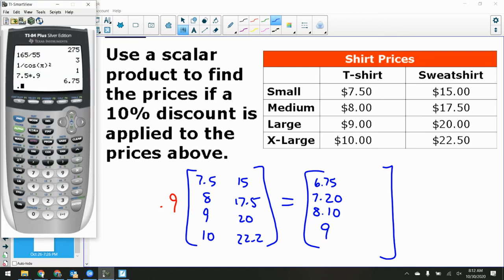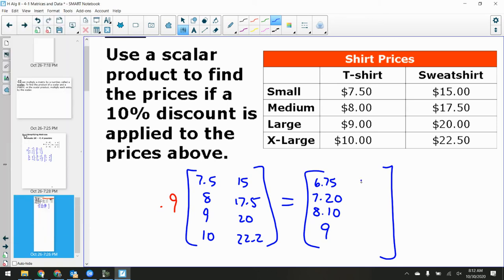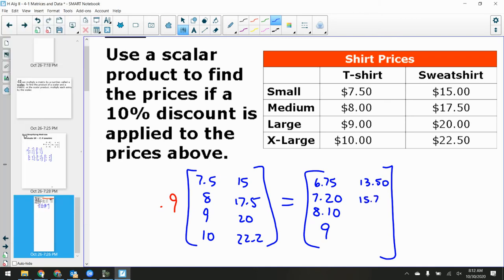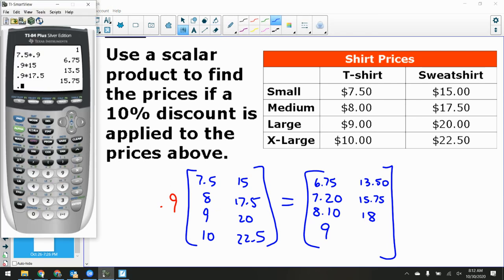0.9 times 15 is $13.50. 0.9 times 17.5 is 15.75. 0.9 times 20 is $18. And, oops, 22.5 down here, I got too happy. 0.9 times 22.5 gives me 20.25.